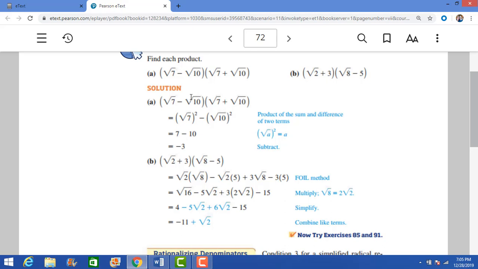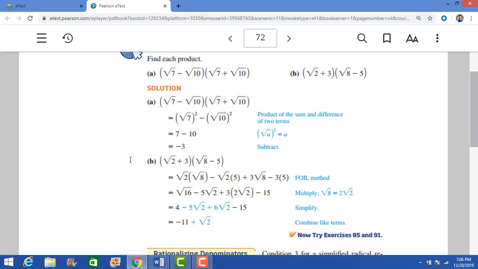Well, what happens here? This is plus and minus. If you want to look at it, it's x minus y times x plus y, so it has that form that's going to give us the difference of two squares. So it's going to be the square root of 7 squared minus the square root of 10 squared, which is going to cancel each other out. So we get 7 minus 10, which is negative 3.